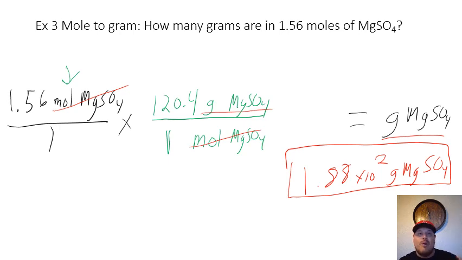So what this means is that in 1.56 moles of magnesium sulfate, there are 1.88 times 10 to the second power grams of magnesium sulfate. About 188 grams of magnesium sulfate found in the 1.56 moles of magnesium sulfate, okay? So that's what that means. So if I were to tell you, go get me 1.56 moles of magnesium sulfate, you would have to go to the lab and find the bottle that says magnesium sulfate, which we do have in our chem storeroom. You'd have to get me about 188 grams of this stuff and actually measure it out for me.